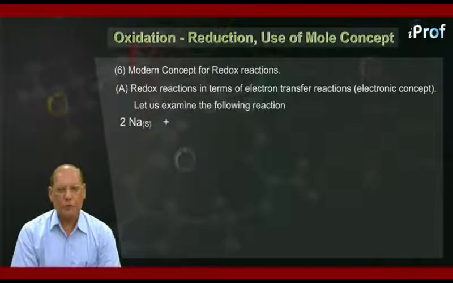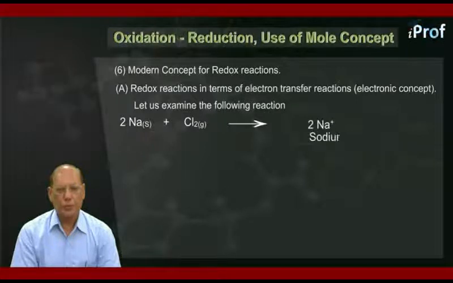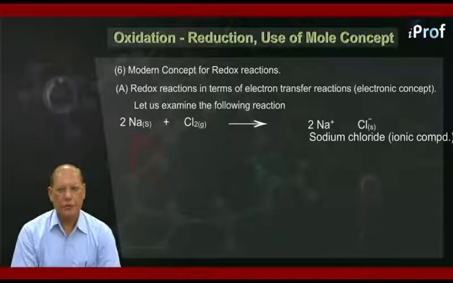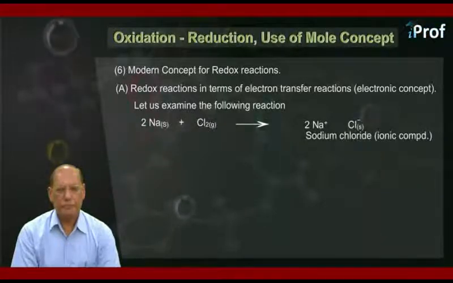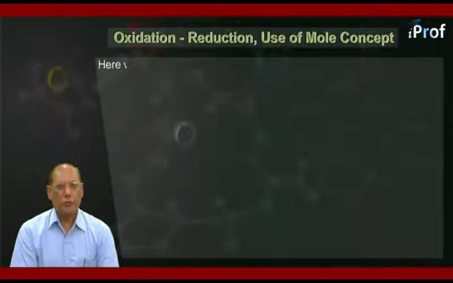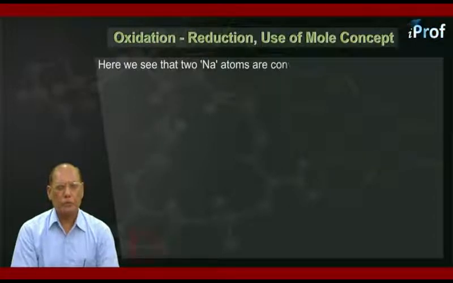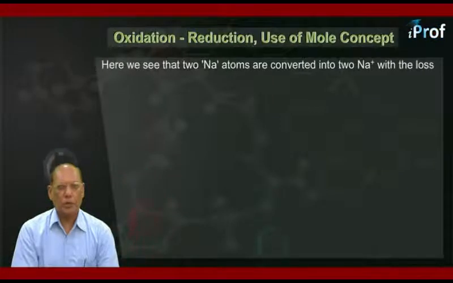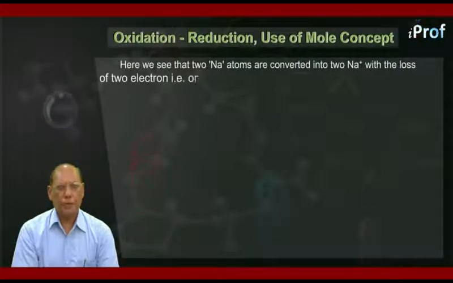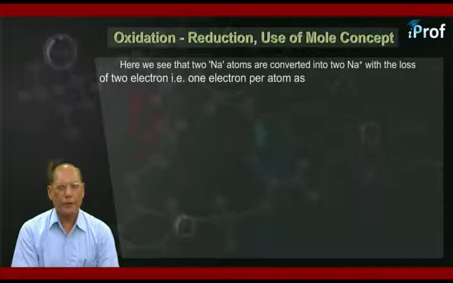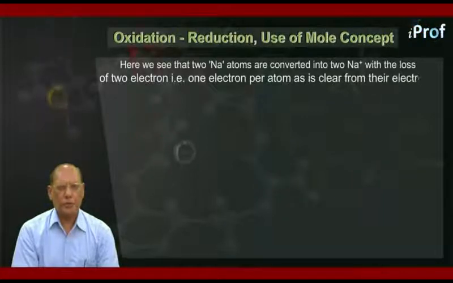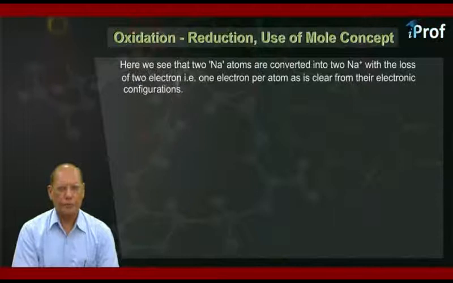2 sodium solid plus chlorine gas giving us 2 Na plus Cl minus solid. This is sodium chloride, an ionic compound. Here we see that 2 sodium atoms are converted into 2 Na plus ions with the loss of 2 electrons, that is 1 electron per atom, as is clear from their electronic configurations.